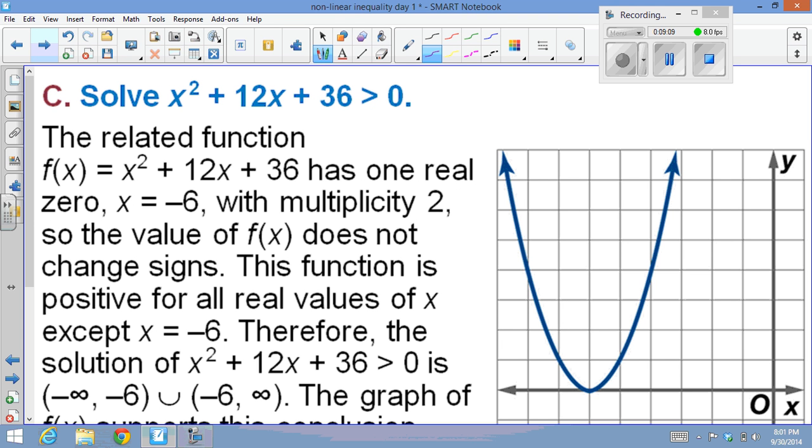Well, what happens if the graph only touches it once? Here's my polynomial, x squared plus 12x plus 36. If I were to factor that, I would get x plus 6 times x plus 6. So then my only 0 in that case is going to be at negative 6.